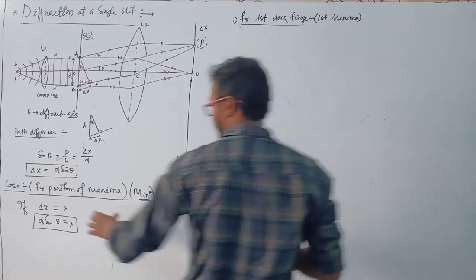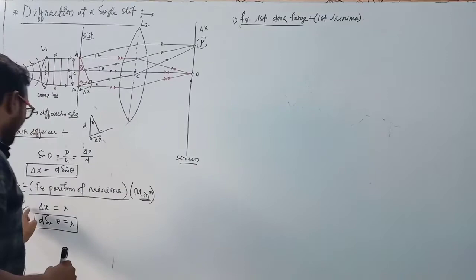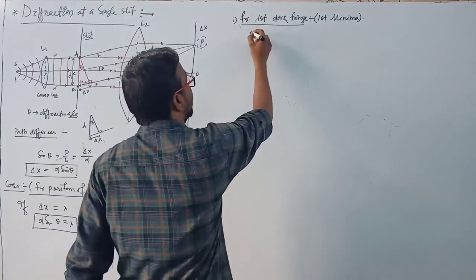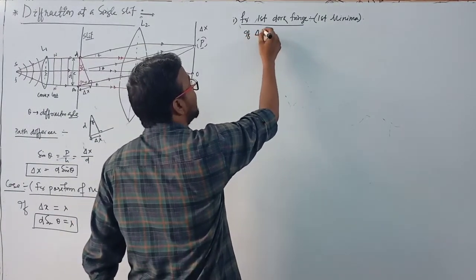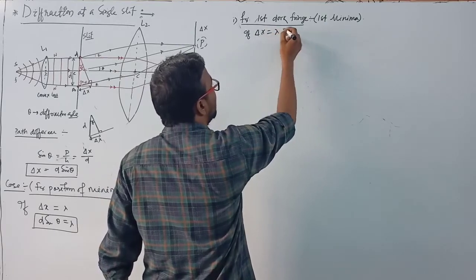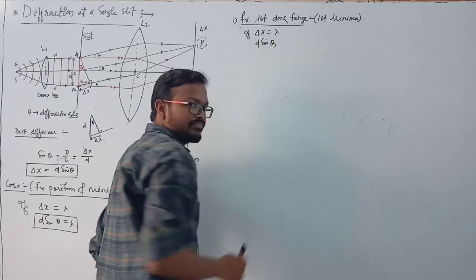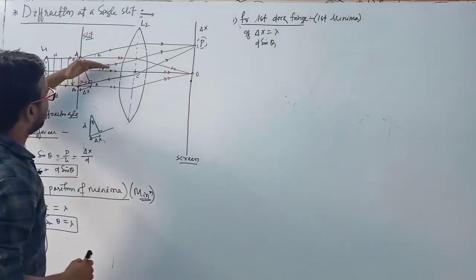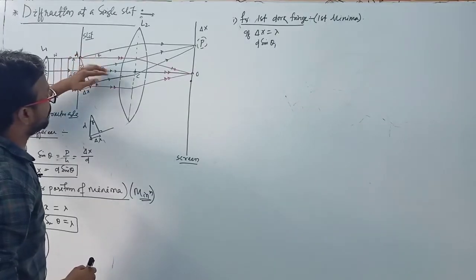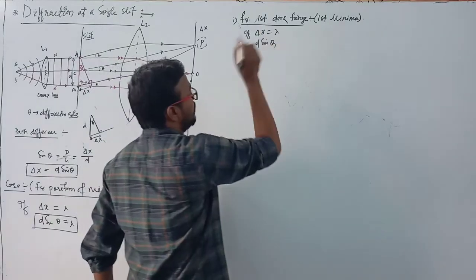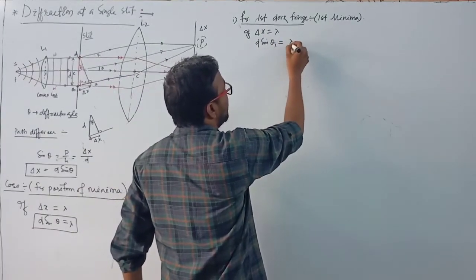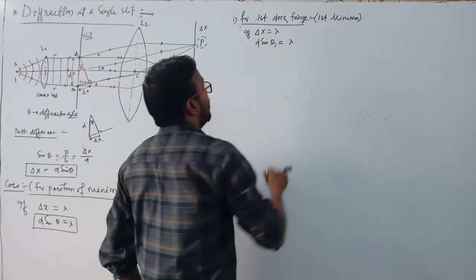For the first minima, we have to choose here, if delta x equal to lambda, which is equal to d sin theta 1. Suppose the rays which make angle theta 1 with the principal axis, suppose this angle is theta 1, and that is equal to lambda. Clear? Okay.